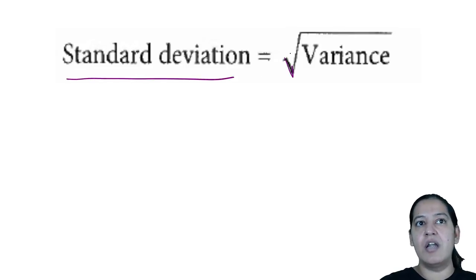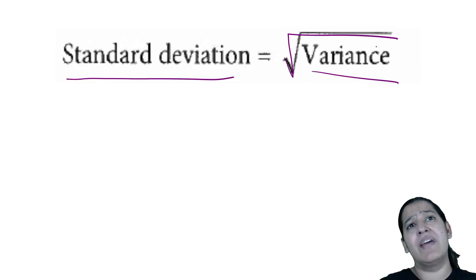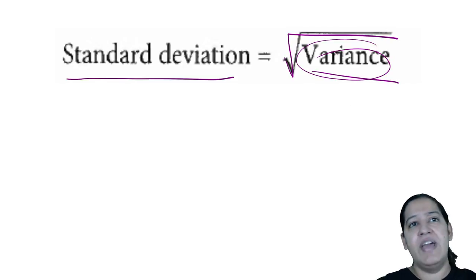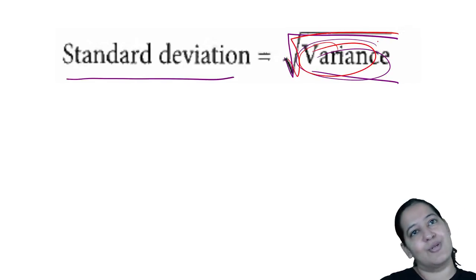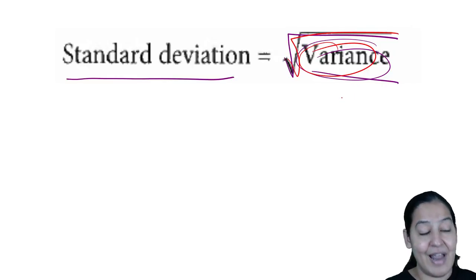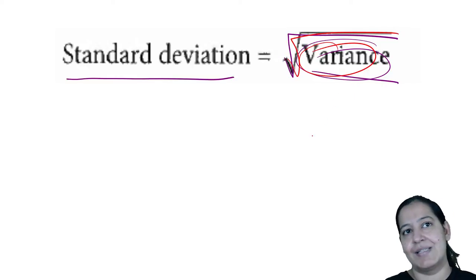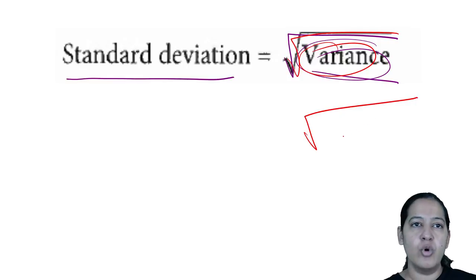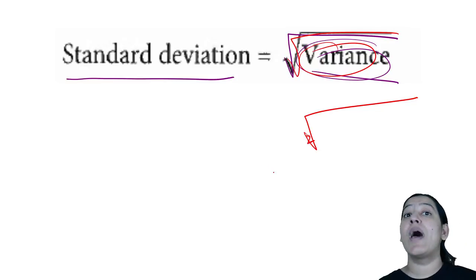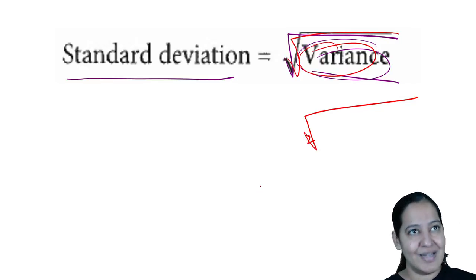Standard deviation is under root of variance. You will ask, ma'am, ye variance kya hota hai? Variance nikal denge, to uska under root kar lenge, to standard deviation aa jayega. So let me explain what is variance. Just do this under root, or square root of the variance. You know, here nothing is written means 2 is written. You already know the basics of mathematics. It is the square root. So that is standard deviation.